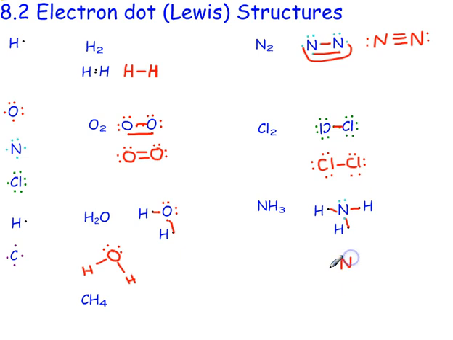So if you were to rewrite this Lewis structure, you would have a nitrogen with 3 hydrogens coming out, like so, and a lone pair of electrons sitting on top of the nitrogen.